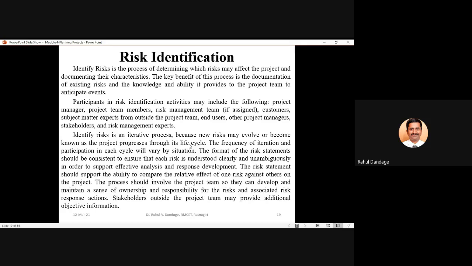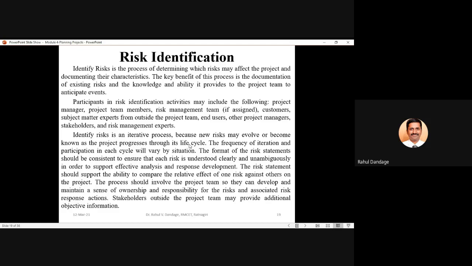So you can see the list of who all will be involved in this risk identification activity. Whatever is possible, try to involve as many key persons as possible in the risk identification activity.